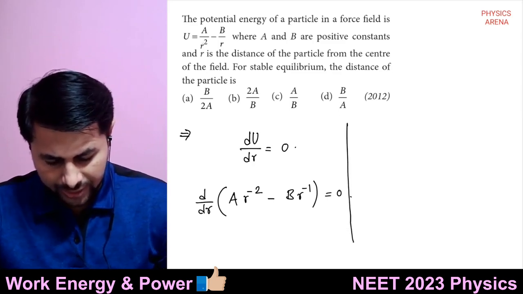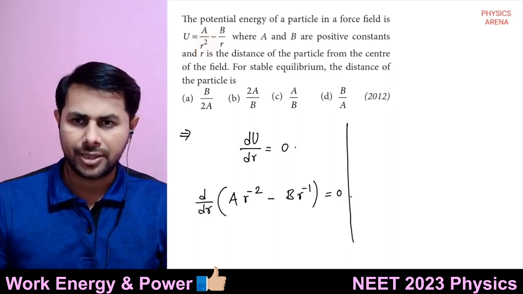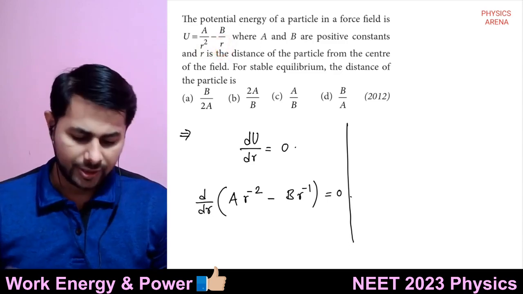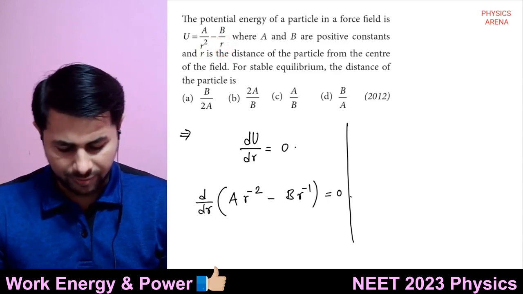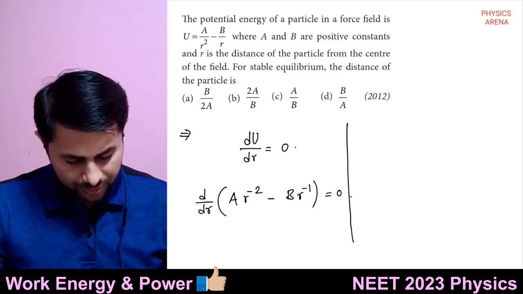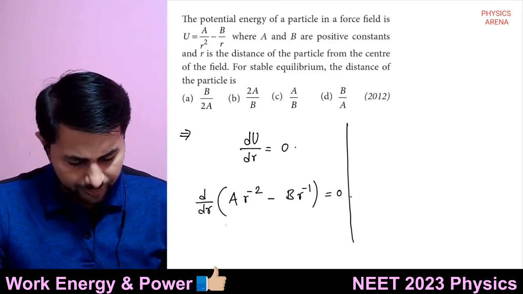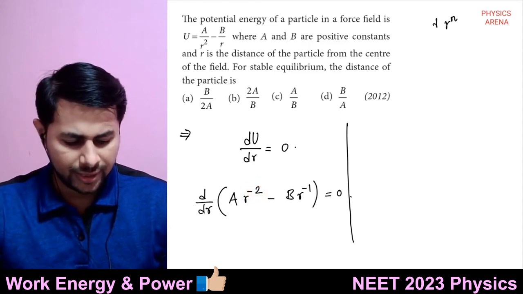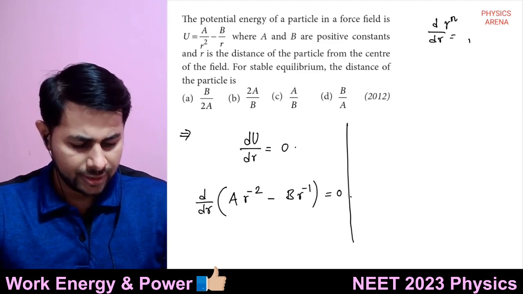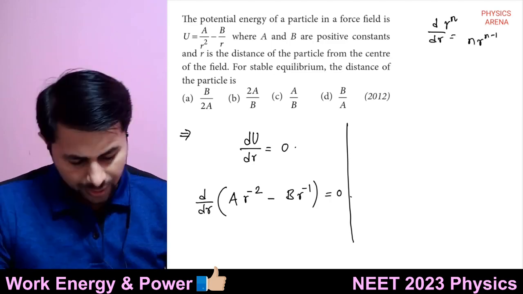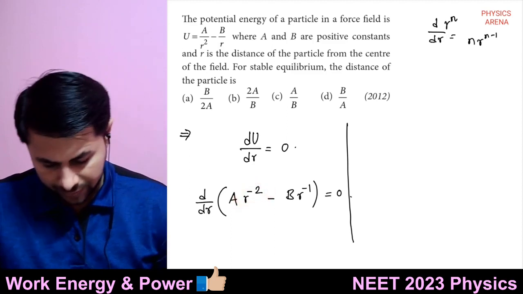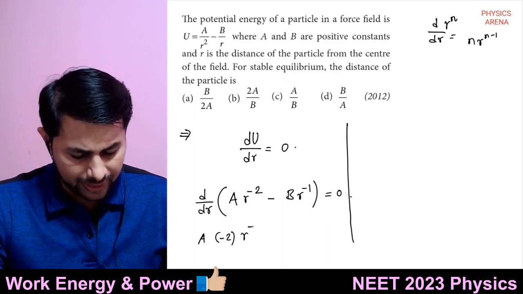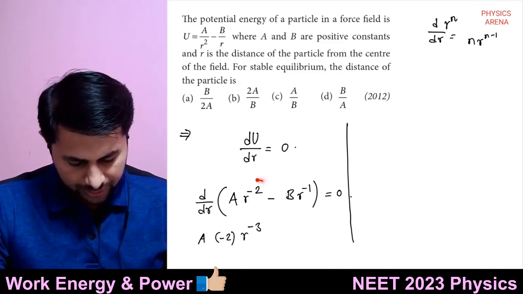Fine. What I have done is I have taken this R raised to 2 in the numerator, so it becomes R raised to minus 2. And R, meaning R raised to 1, in the numerator will become R raised to minus 1. Now let's take derivatives. Using the formula, the derivative of R raised to n is n R raised to n minus 1. So this is R raised to minus 2, which means you will have minus 2 multiplied by R raised to minus 3. Okay, this is the derivative of this term.